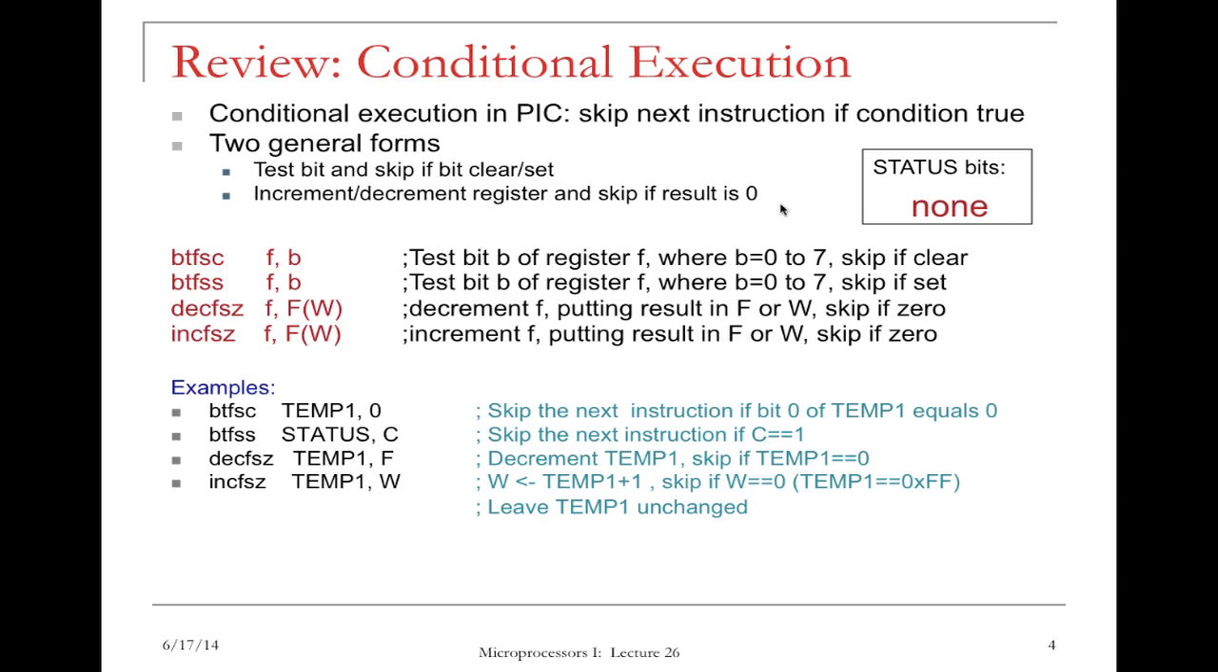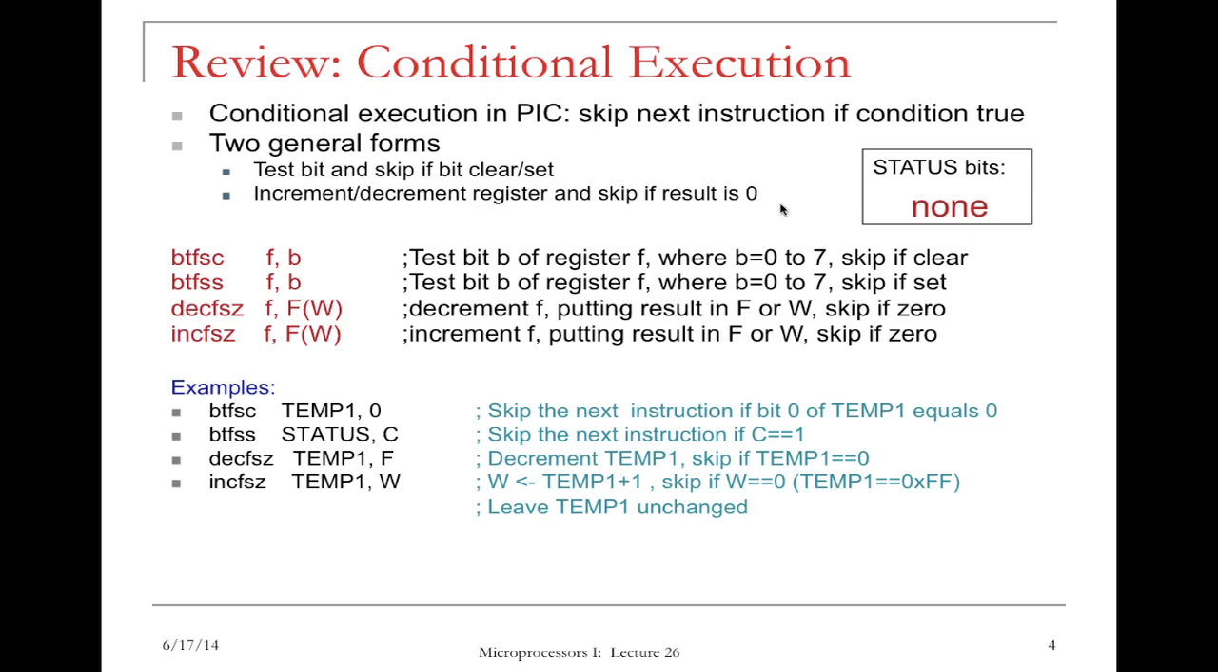Conditional execution in PIC is essentially skip the next instruction if condition is true. It takes two general forms. It can test a bit and skip if the bit is cleared or set. You can also increment or decrement a register and skip the next instruction if the result is 0. So we have these four instructions.